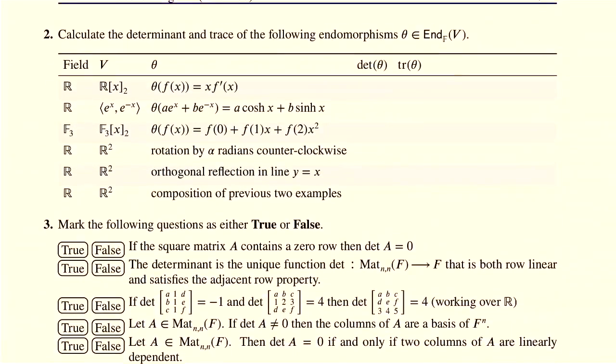But let's go to these other ones. Here we're working with determinants and traces of some endomorphisms. We know how to find a determinant of a matrix, of course, and similarly the trace of a matrix. Remember, trace is less familiar: it's just the sum of the diagonal entries of the matrix.